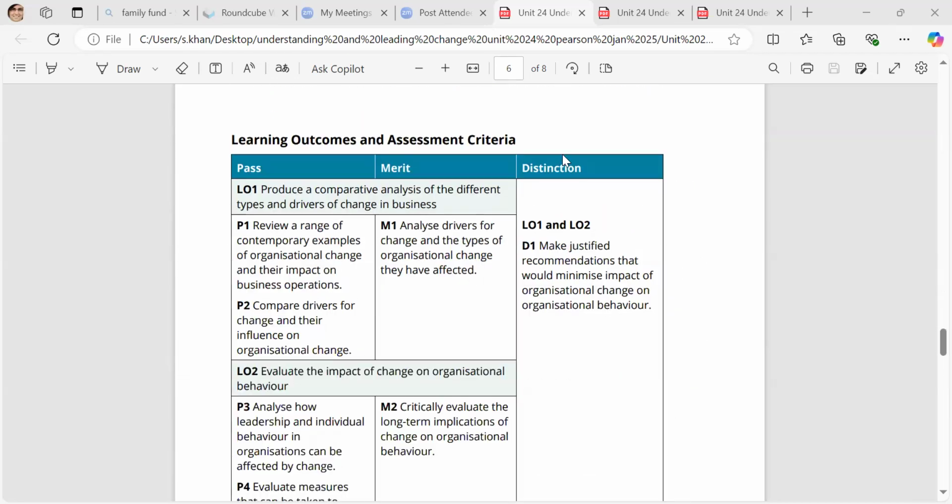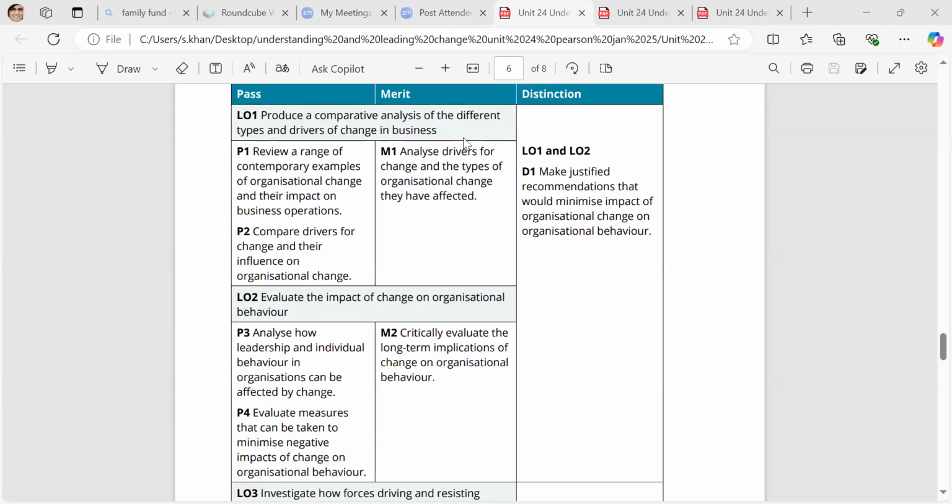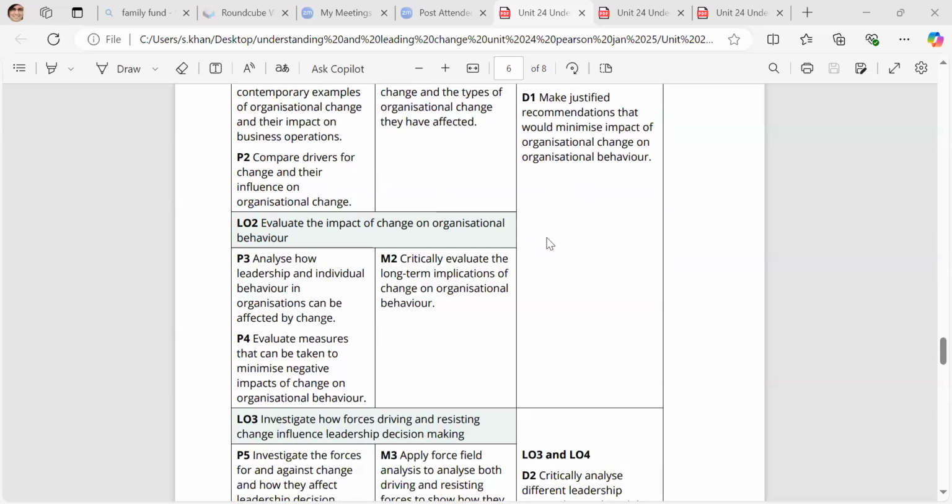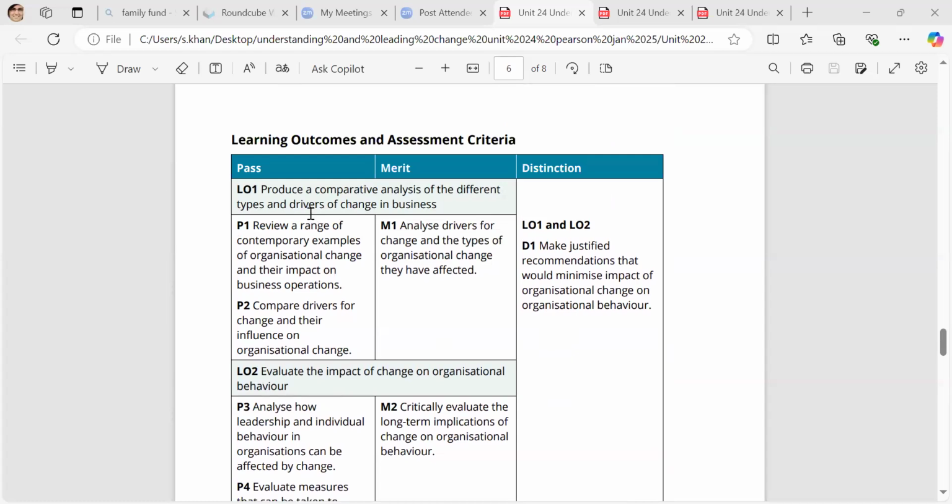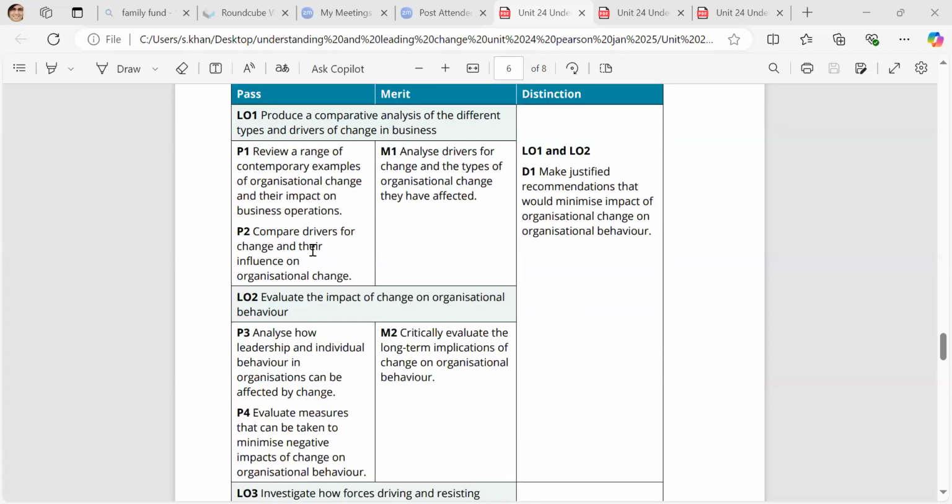This is the learning outcomes and assessment criteria for each learning outcome: what is expected, what you can get, for example a pass, merit or distinction, and what you are expected to do to get that. So for learning outcome 1, to get a P1, review a range of contemporary examples of organizational change and their impact on business operations. To get a P2, compare drivers for change and their influence on organizational change.